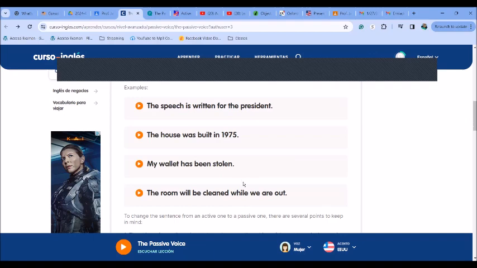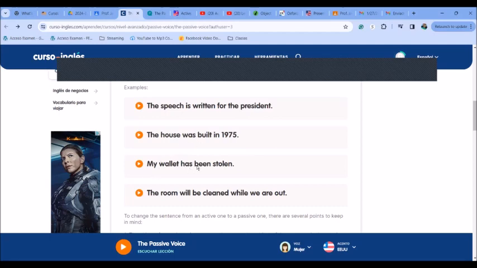We have some samples here. The speech is written, verb to be, is to match the speech. It is written, from the verb write. Right? The house was built. The house, because it's past, was built in 1975. Time is really helpful since we're focusing on the action.